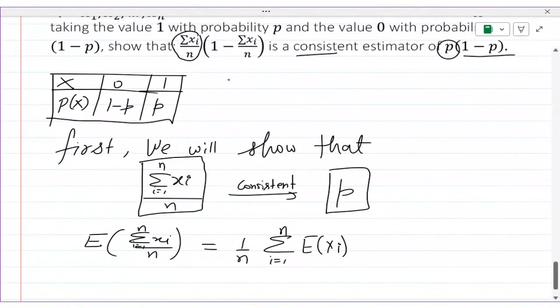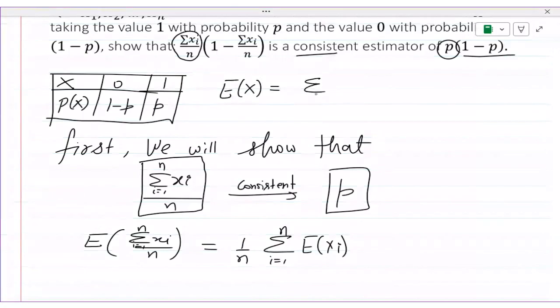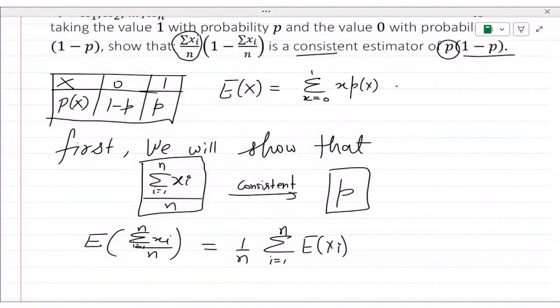Let me recall how we find the expected value of x in the Bernoulli distribution, or in any discrete distribution. We do summation over all possible values of x, which are 0 and 1 here, of x into the probability of x. So 0 into probability of 0 plus 1 into probability of 1. Now what is the probability of 1? It is p. So the expected value of x is p.